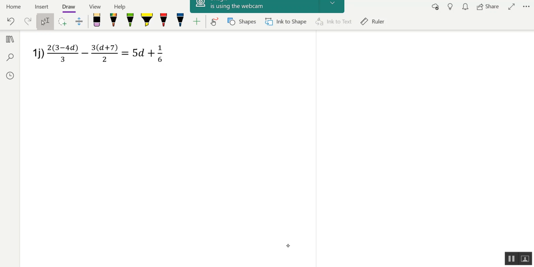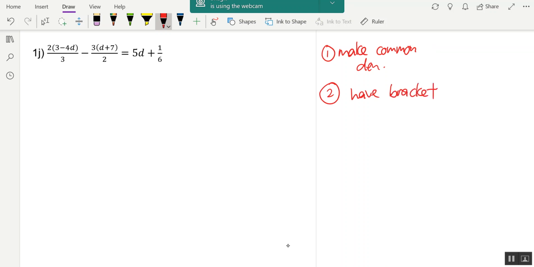In this more complicated algebraic fraction, the same basics apply. Number one, make the common denominator. Number two, have a bracket when you combine.